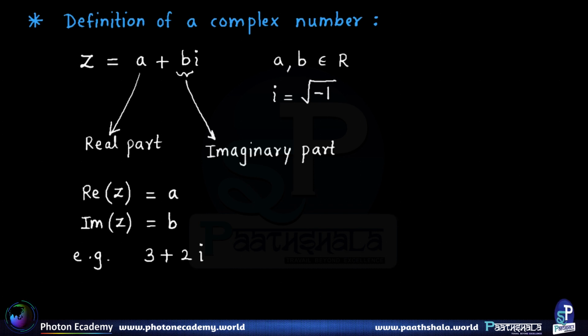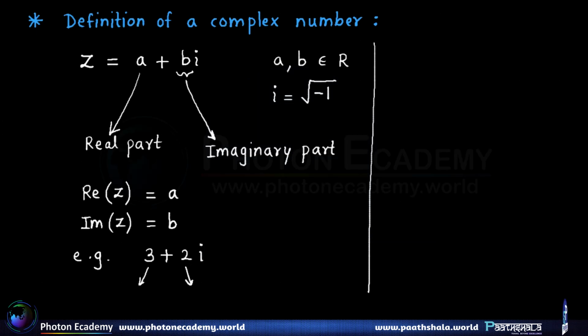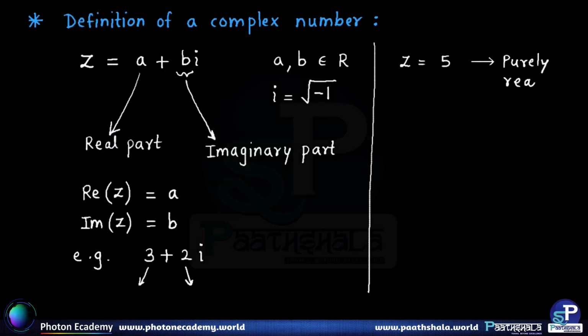So here the real part is nothing but 3 and the imaginary part is 2. Now it may happen that either of a and b could be 0. So let's consider the number something like say 5. Now here we see that there is no term containing i. So therefore we say that this number is purely real because it contains only the real part in it.